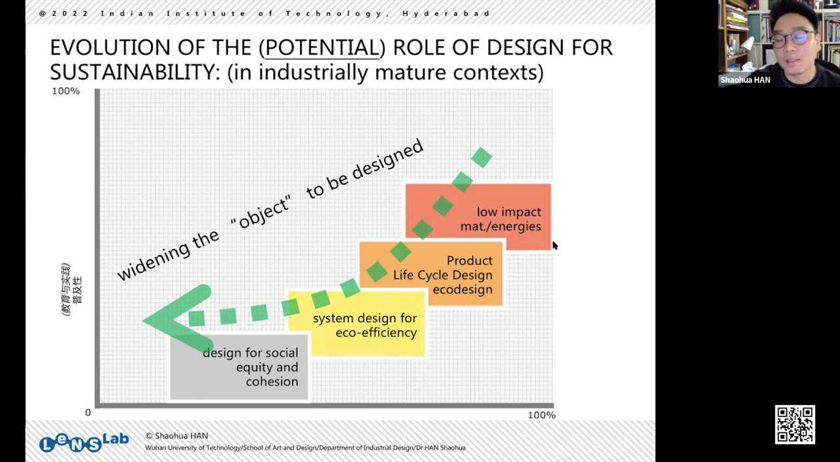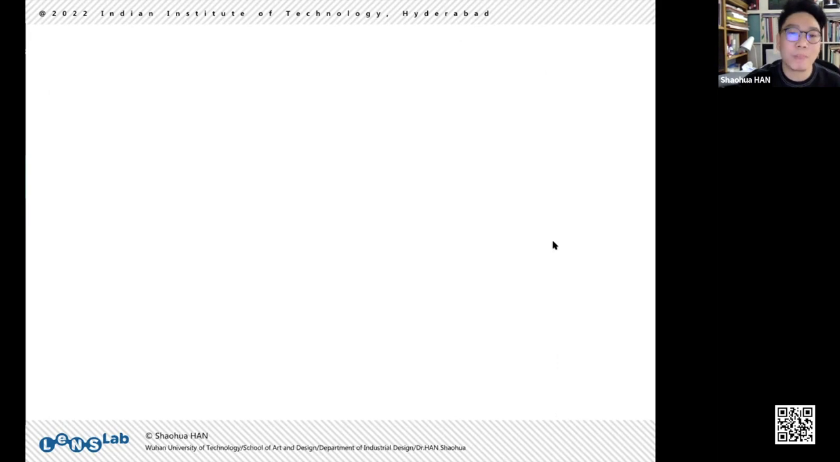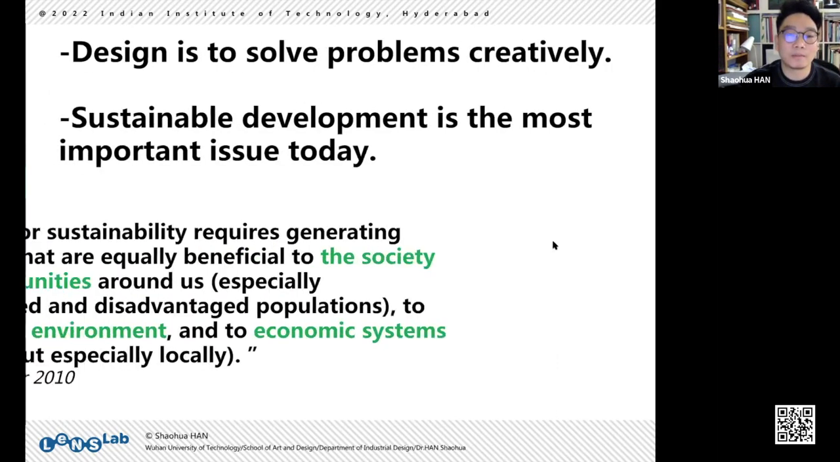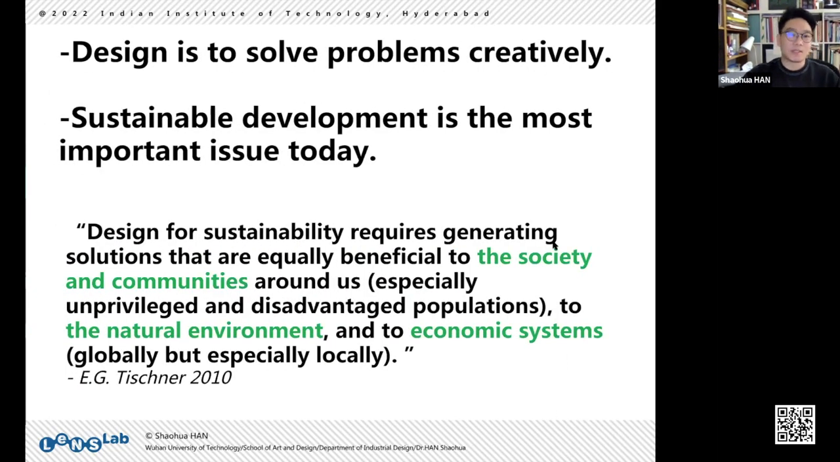I think this kind of knowledge was also taught in the class of Professor Shuanjin too. And then we can say the design is to solve problems creatively, yeah? And also we know that sustainable development is the most important issue today, even the most important problem today. So what's sustainable design?